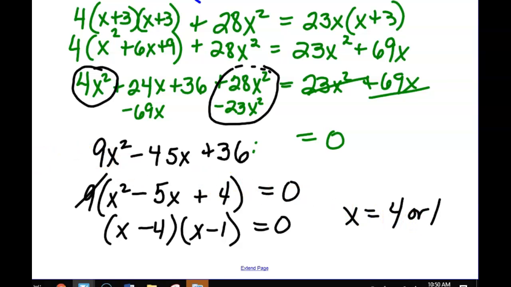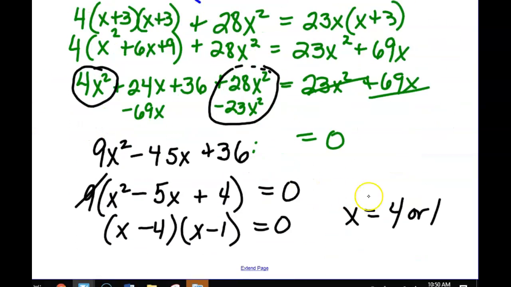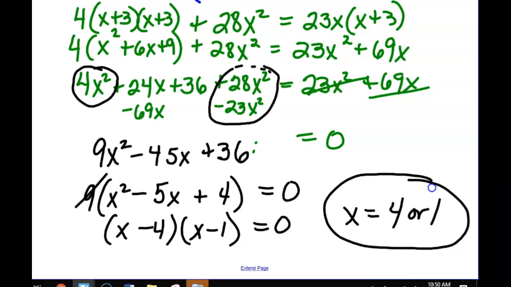What were the restrictions at the beginning? Okay, so we're good? Can I not check them, or do you want me to check them? We spent enough time on this problem. Okay.